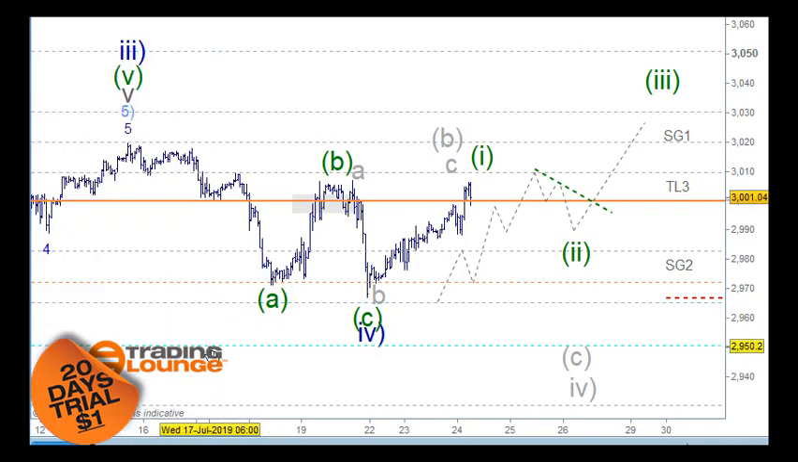But it doesn't really matter to our trading in the US market. It's just that we're looking for a correction across this level here to give us a setup to get into this third wave here. Let's move on to India and Hong Kong.